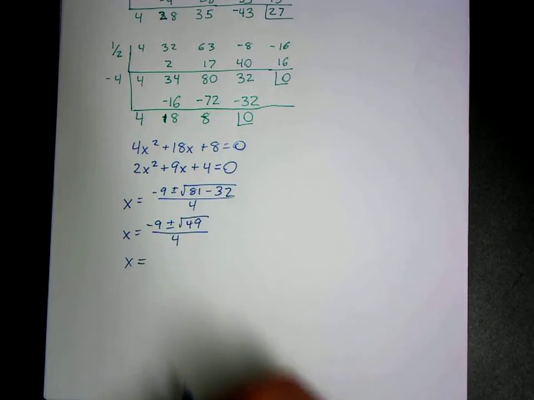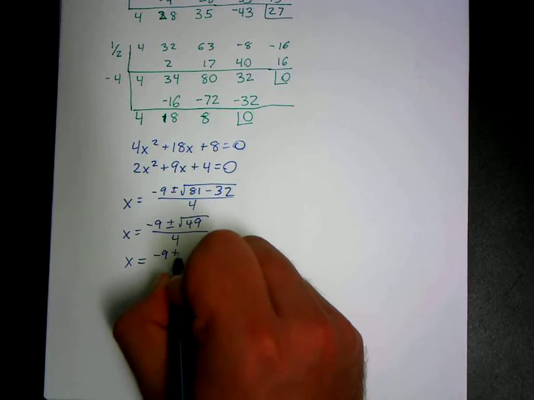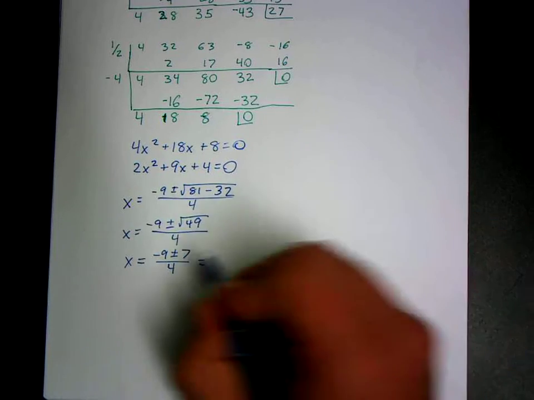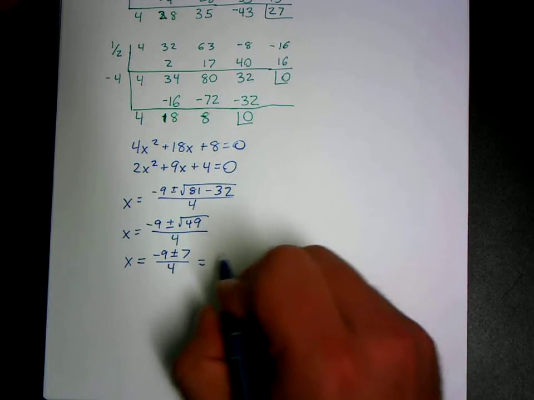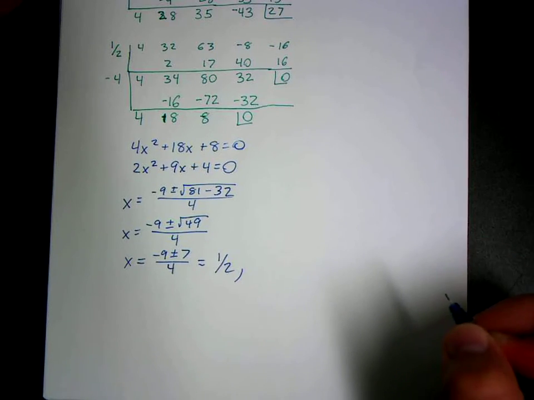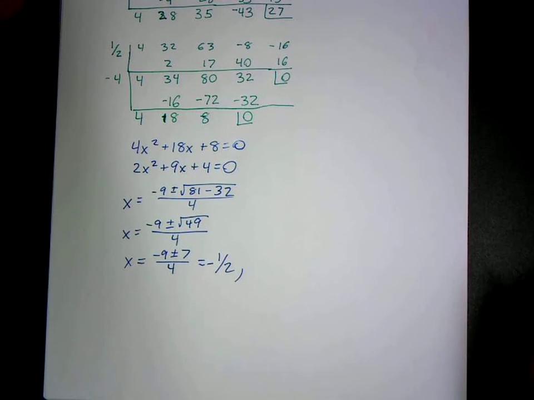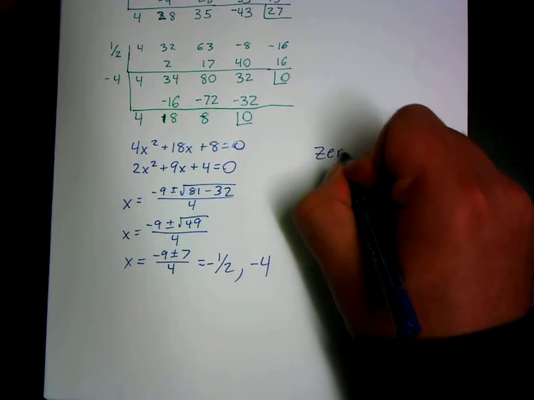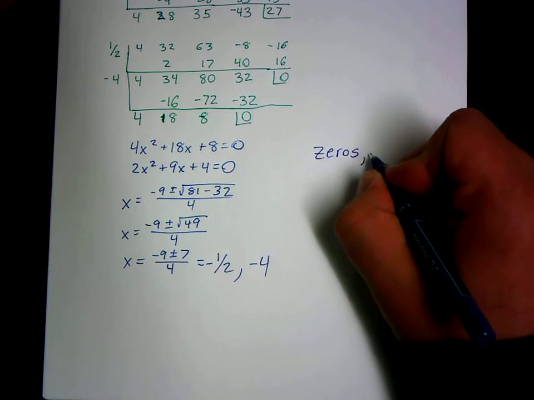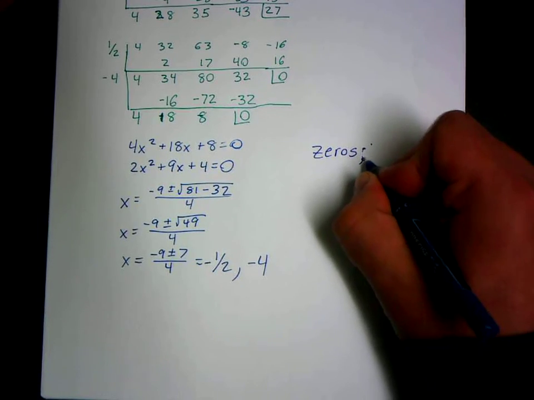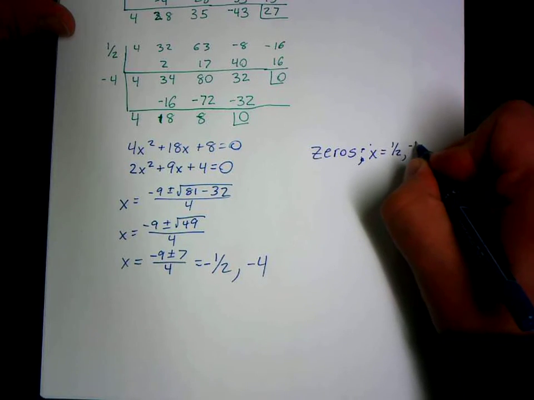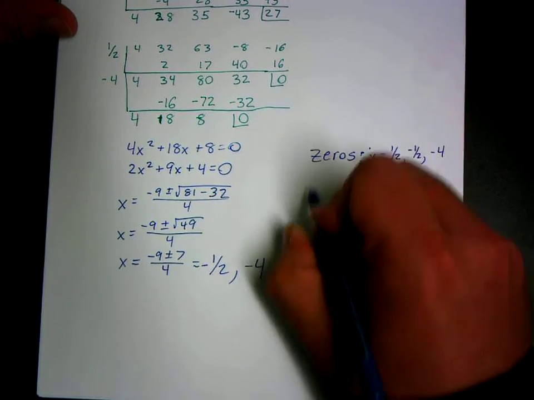Sorry, I'm getting down towards the bottom now. Negative 9 plus or minus 7 over 4. So negative 9 plus 7 is 2 over 4 is 1/2. Negative 1/2. And negative 9 minus 7 is negative 16 over 4 is negative 4. So my zeros are x equals 1/2, negative 1/2, and negative 4.